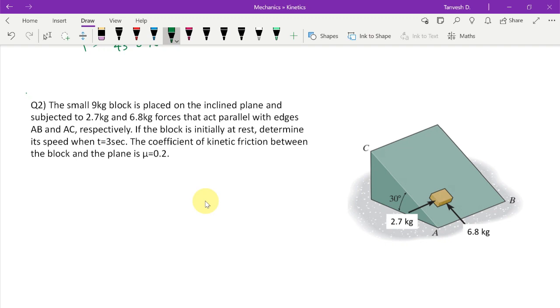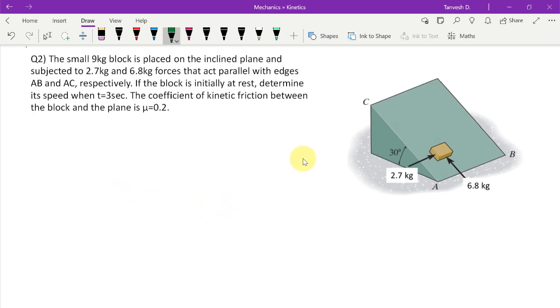That act parallel with edges AB and AC respectively. If the block is initially at rest, determine its speed when t is equal to 3 seconds. The coefficient of kinetic friction between the block and the plane is mu equal to 0.2. Fine. So if I see this plane from this side, the view from this side is called the side view. If I see it from this side, it is called the top view. So these two views would be very important for us.